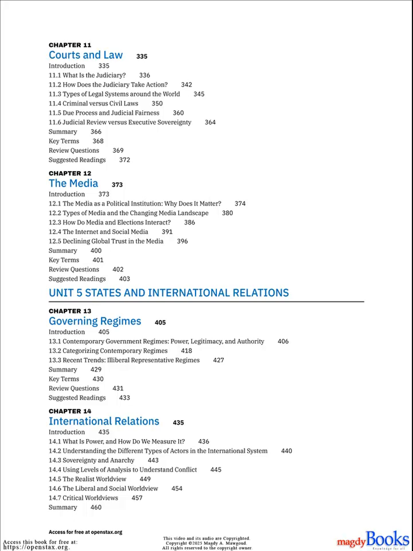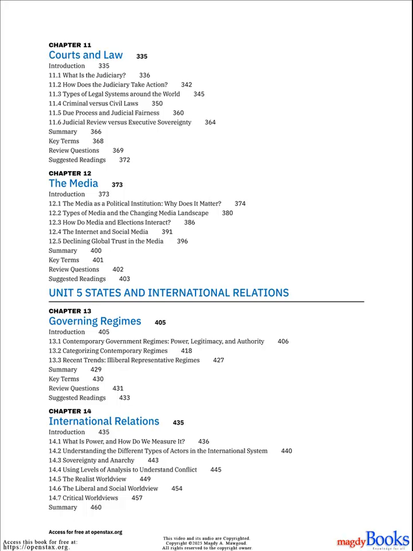Suggested readings. Chapter 12, The Media. Introduction. 12.1, The media as a political institution: Why does it matter? 12.2, Types of media and the changing media landscape. 12.3, How do media and elections interact? 12.4, The Internet and social media. 12.5, Declining global trust in the media. Summary. Key terms. Review questions.